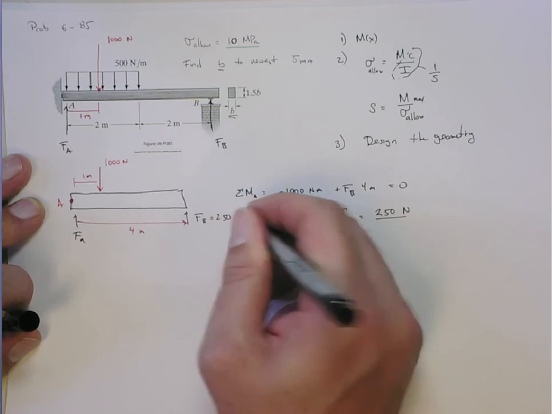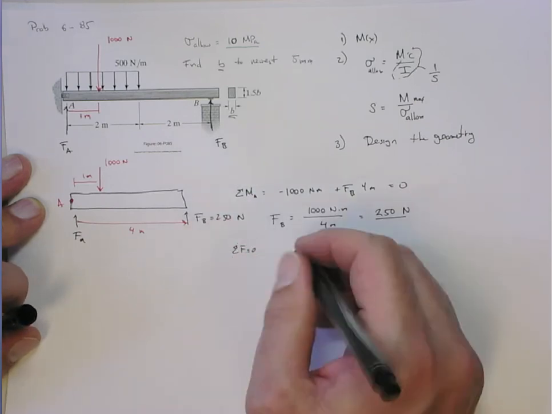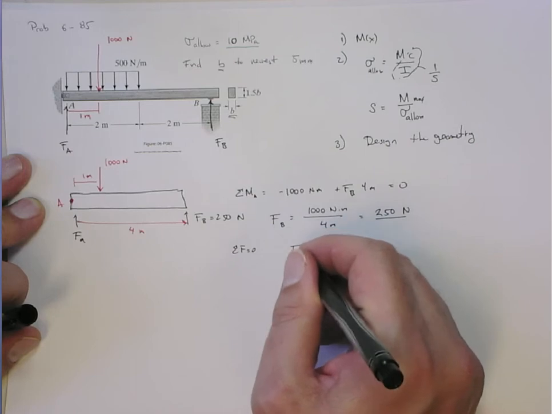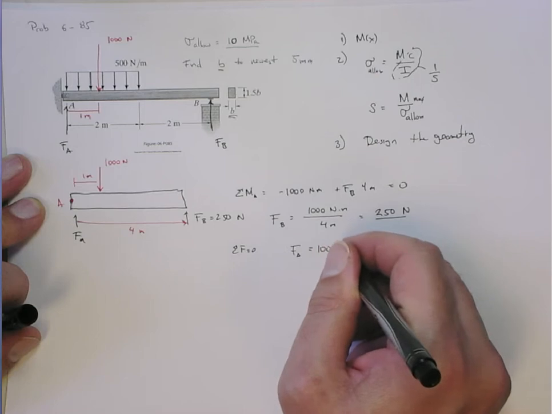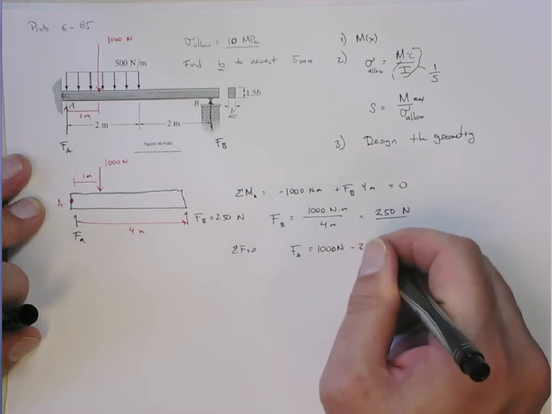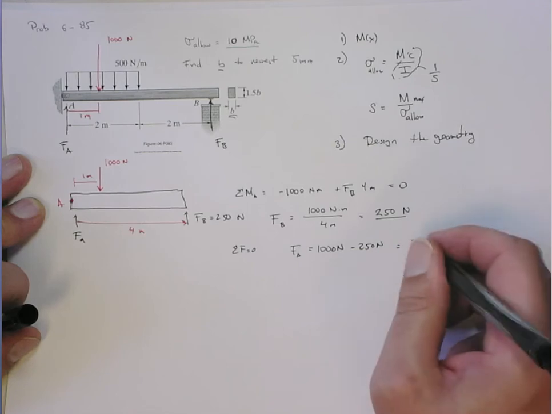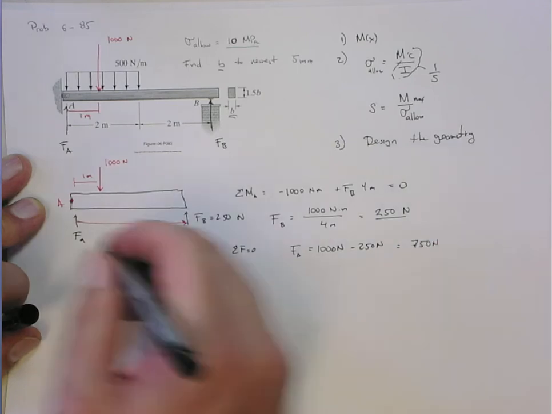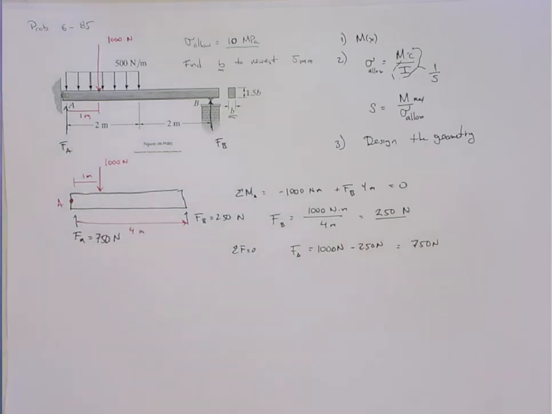So this is 250 newtons acting upward. And then we do sum of forces in the y, have to go to 0, so that tells me FA has to equal 1,000 newtons, the downward force, minus 250 newtons, the force up at B. And that equals 750 newtons. So this is 750 newtons. Okay, so now we have the external reaction forces. Now we can compute the bending moment diagram.